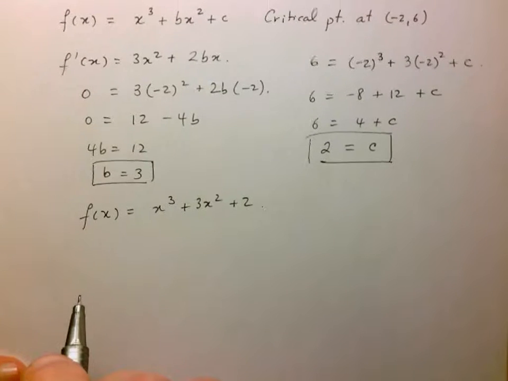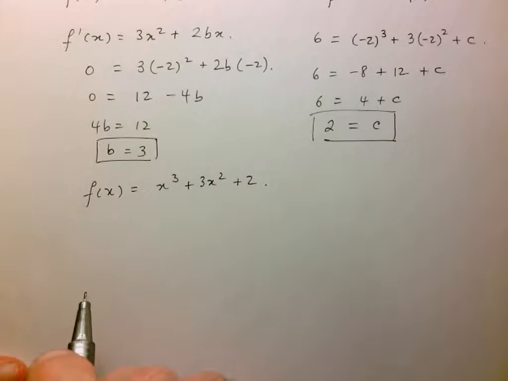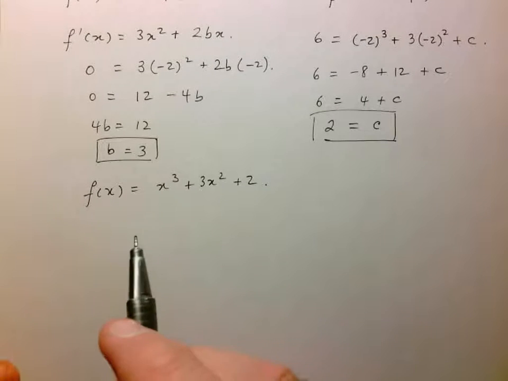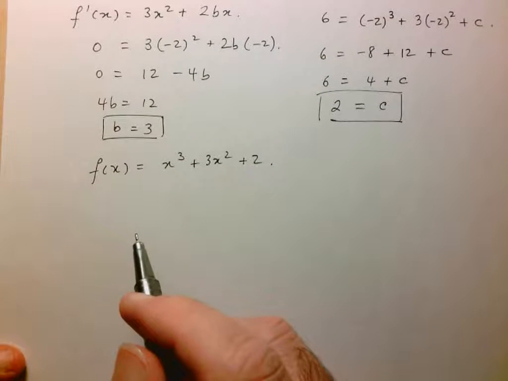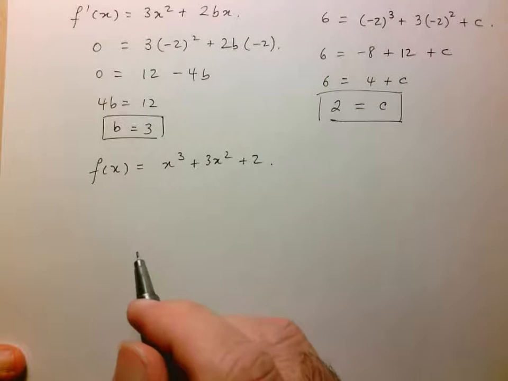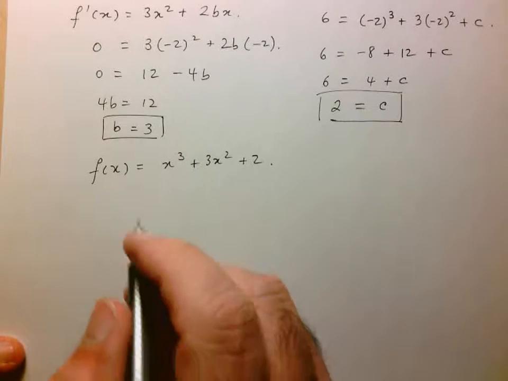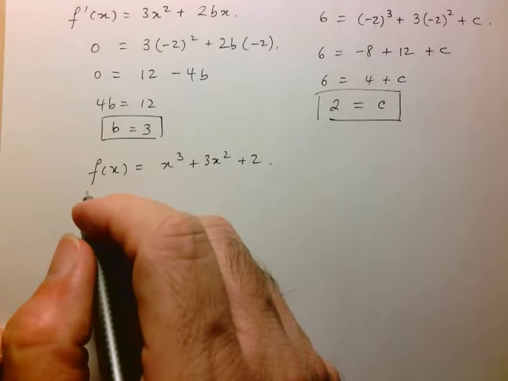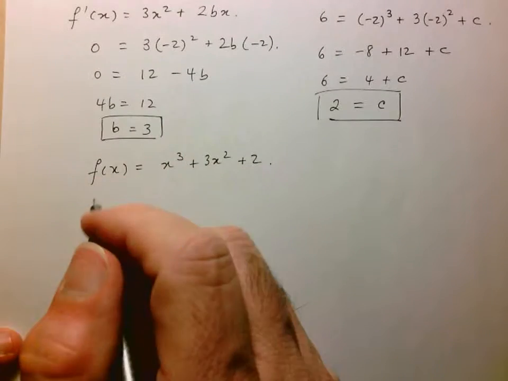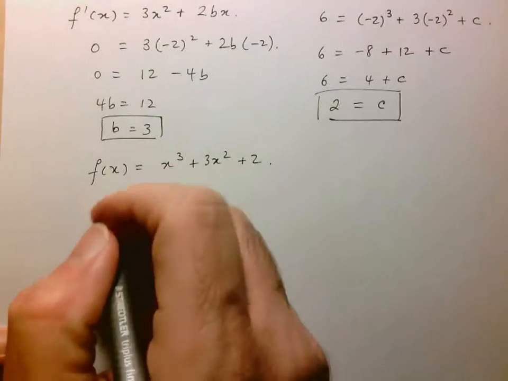So here they ask us to sketch the graph just using the critical points and the second derivative test. I'm not necessarily picky about only using those things, but let's do it. Okay, so let's start by finding our critical points. So we know we have at least one critical point, negative 2. So let's see if there's any others.